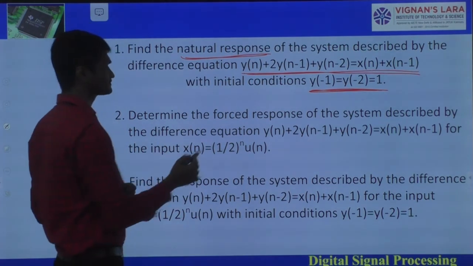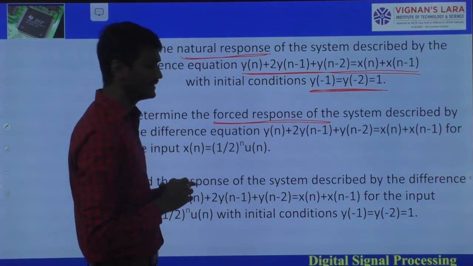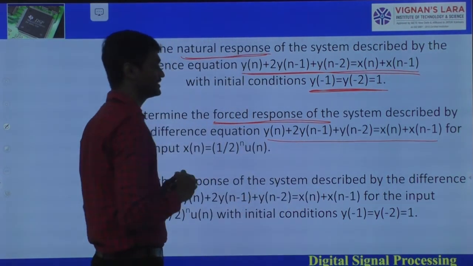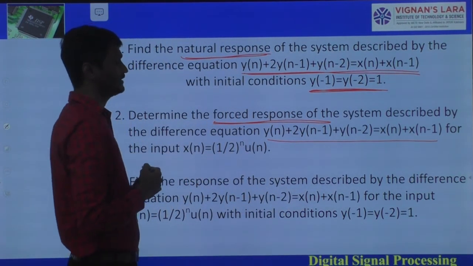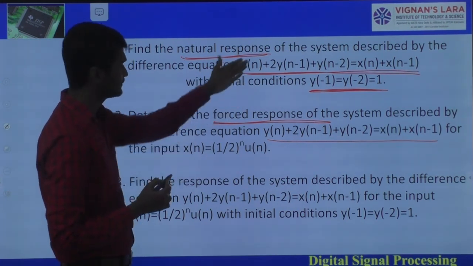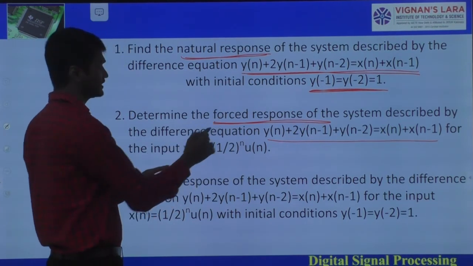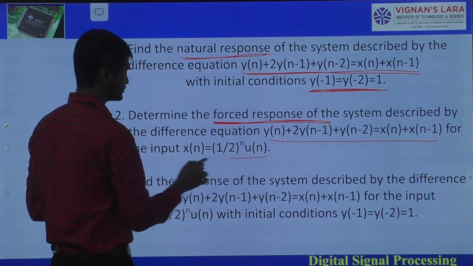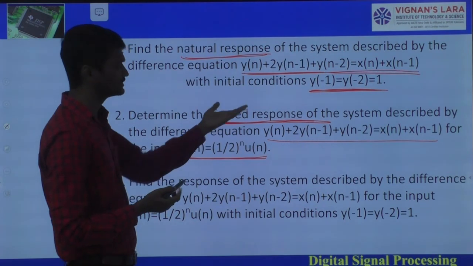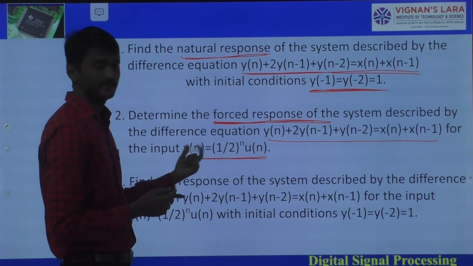Okay. So in the second one, we have to find the forced response. Find the forced response of the system described by the difference equation. So same equation, y of n plus 2 into y of n minus 1 plus y of n minus 2 is equal to x of n plus x of n minus 1. For that we need an input, because to find the forced response we need input: x of n is equal to 1 by 2 whole power n u of n. The forced response is nothing but the particular solution we have to calculate. For finding the particular solution we require input.